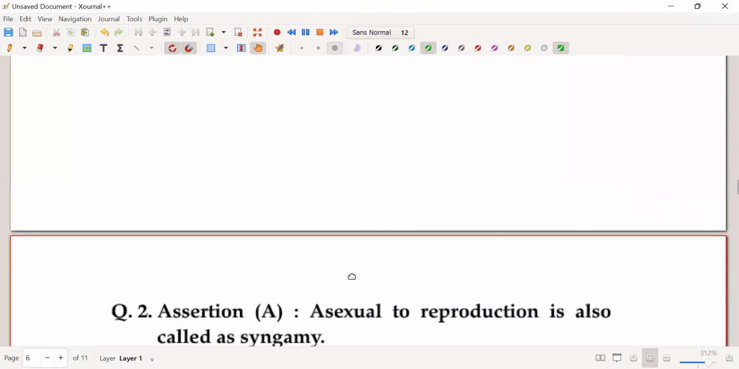Next. Asexual reproduction. One minute. Why is it not moving?